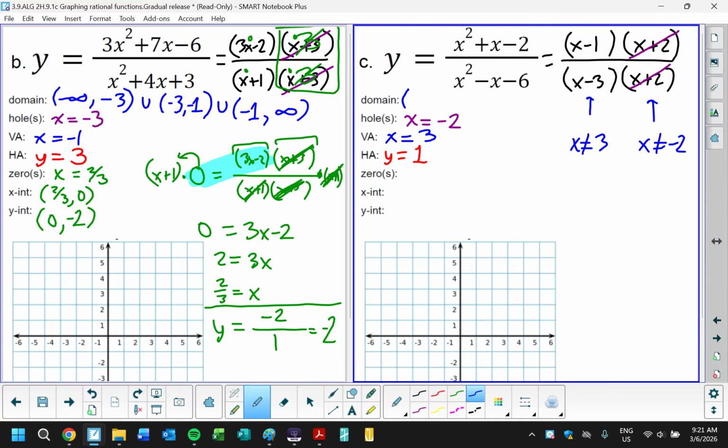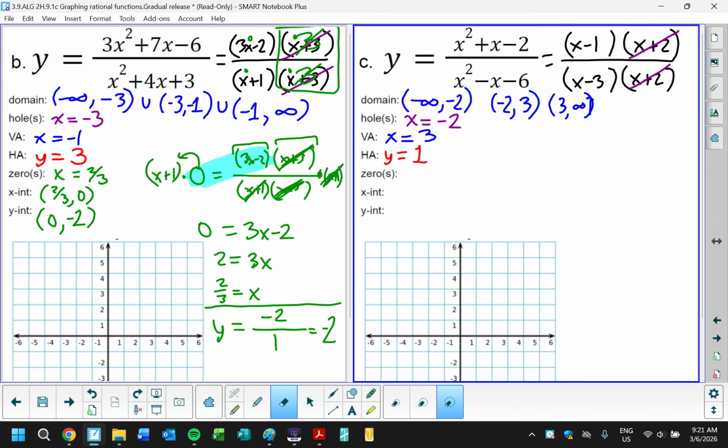Which means we can now use this to form our domain. From -∞, first stumbling block we get to is -2. If we cross over that boundary line, -2 will take us all the way to 3, but then we get stuck again. From 3 we would go to +∞, and I'm going to go ahead and delete those things. And we will show you once again when we get to the graph what that looks like.